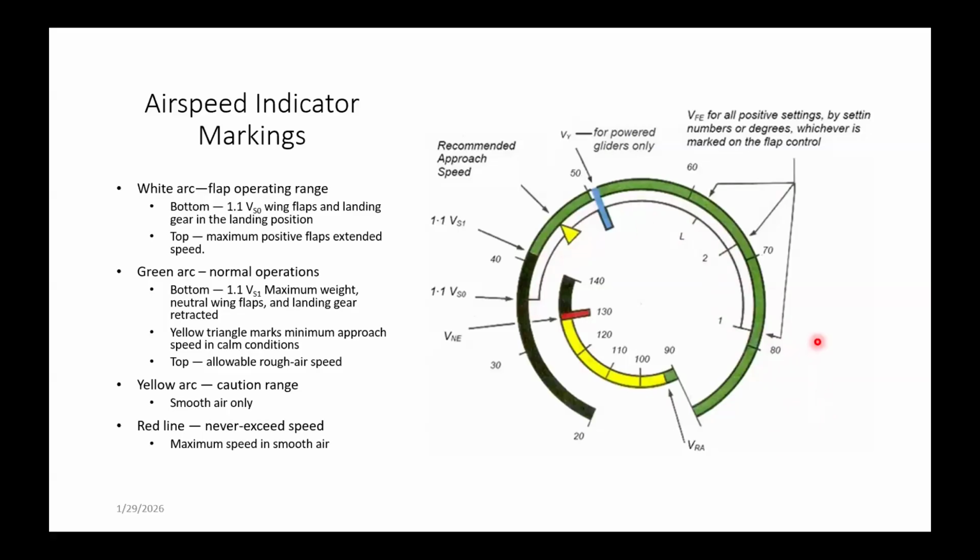Okay. The green arc is the normal operating range for the aircraft, and in CS22 it terminates at VRA, which is the rough air penetration speed. Okay, so this is your normal operating range. The yellow arc is your smooth air operating range. And then the red line is your never exceed.